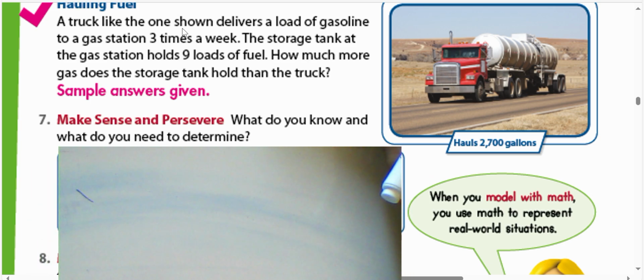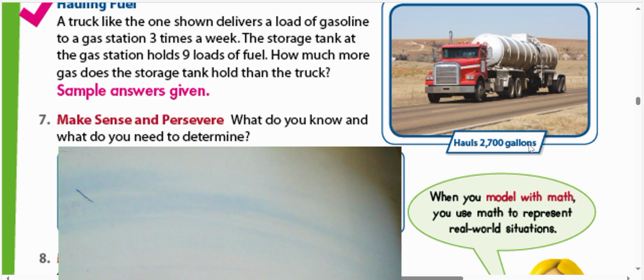A truck here, look at this. A truck like the one shown delivers a load of 2,700 gallons to a gas station 3 times a week. The tank at the gas station holds 9 loads of fuel. How much more gas does the storage tank hold than the truck delivers? We can find the difference to give us the answer here.